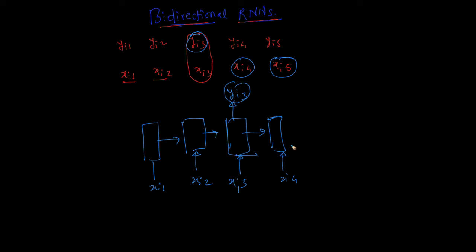There are some applications in natural language processing, and maybe other areas, which require bidirectional RNNs. So what are bidirectional RNNs? Let's see. If I draw the diagram of a bidirectional RNN, it looks like this. First, I'm drawing a simple unidirectional RNN.